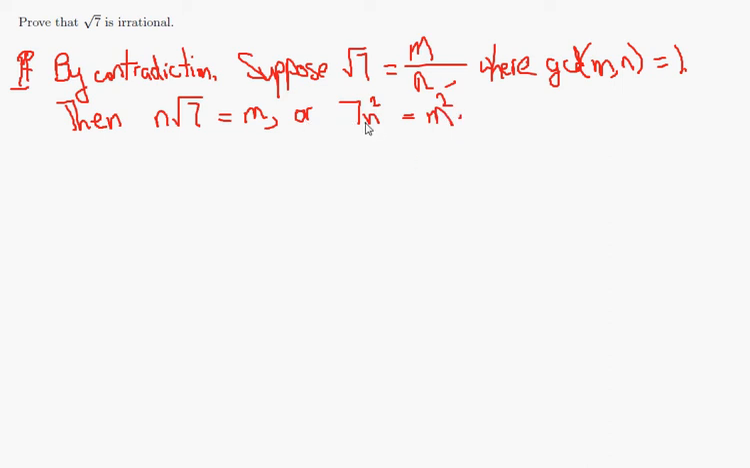So 7 times something is equal to m squared. That means that 7 is a factor of m squared. And from one of our theorems in class, 7 is a prime number. And so if 7 divides m times m, that means 7 divides m, or 7 divides m. Well, either way, 7 divides m.